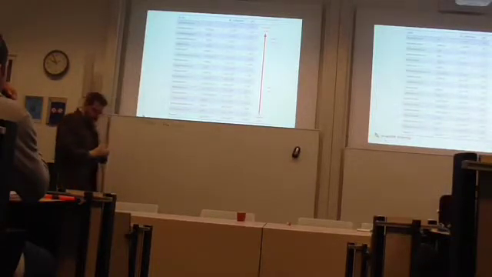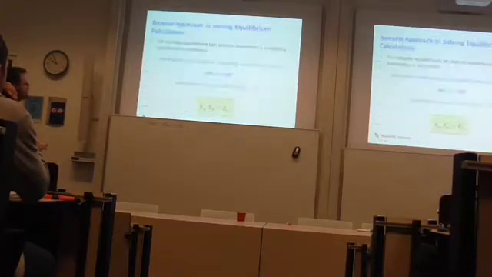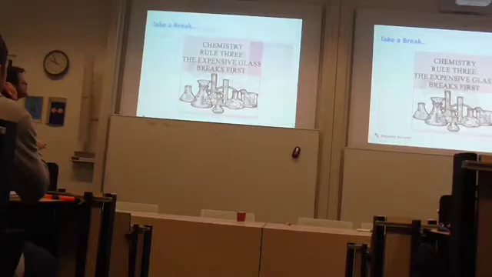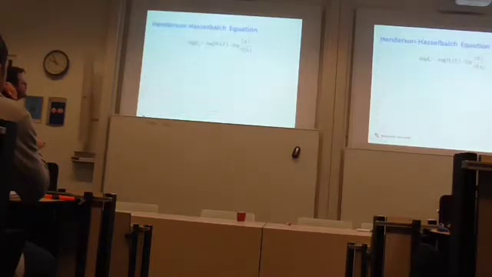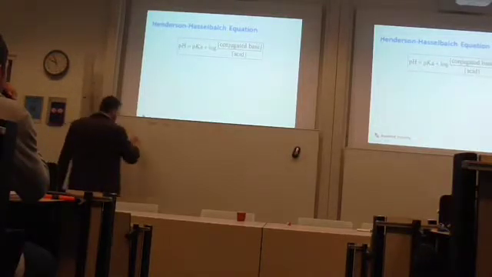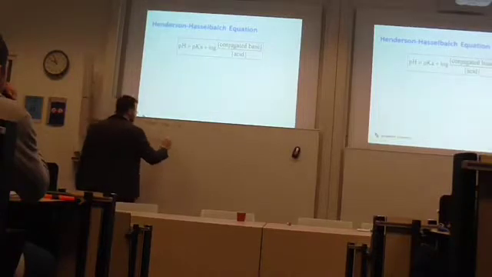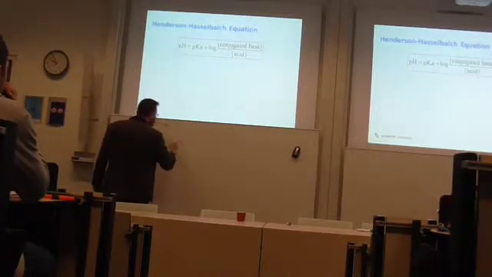All right, and then I go back to the Henderson-Hasselbalch equation, which is very elegant, and I plug in the values. So what I want is 3.5. So there is the equation: pH equals pKa plus log conjugate base over acid.